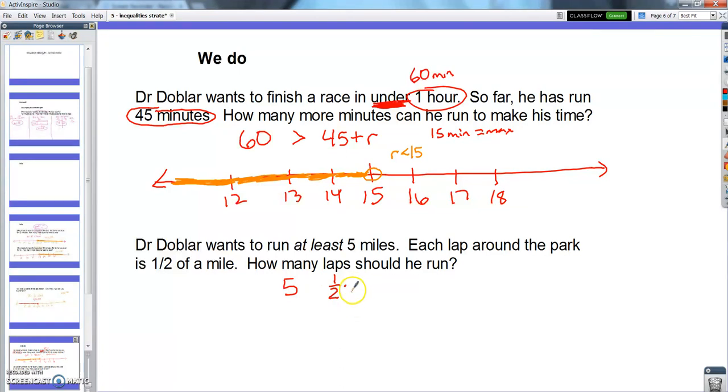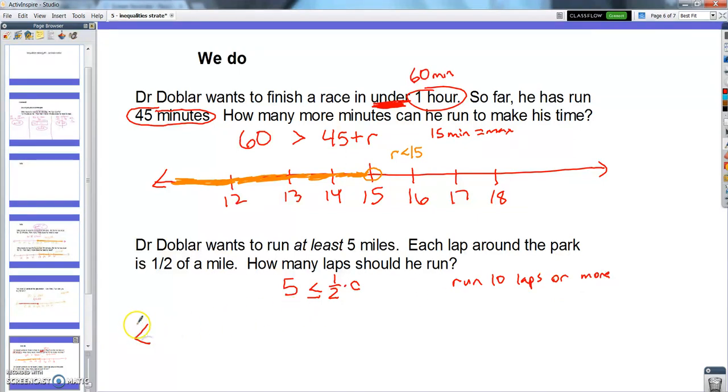I don't like to use L because it looks like a 1. So I'll do half times C for circle instead of lap. And I don't care how long, as long as I run at least 5 miles, I'm good. So this can be more than 5 miles, or it can be exactly 5 miles, and I don't care. So if they're half a mile each, I know that I need to run 10 laps, common sense, or more.